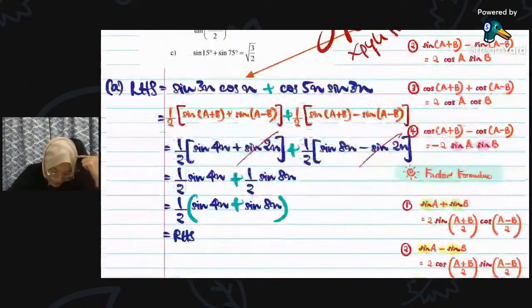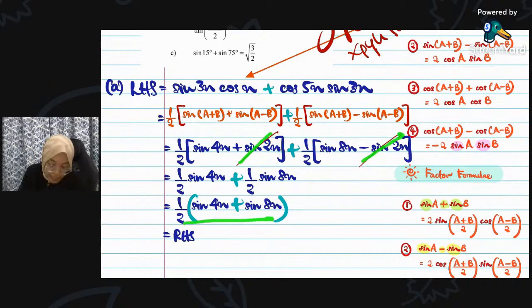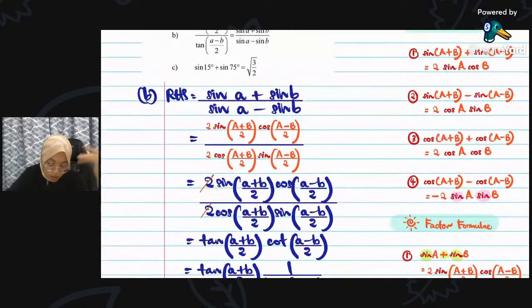And then tengok ni A plus B. So 3x plus x is 4x, settle. 3x minus x is 2x, settle. In the end nanti tolak-tolak, dapat jawapan right hand side. Proven. Okay, settle.